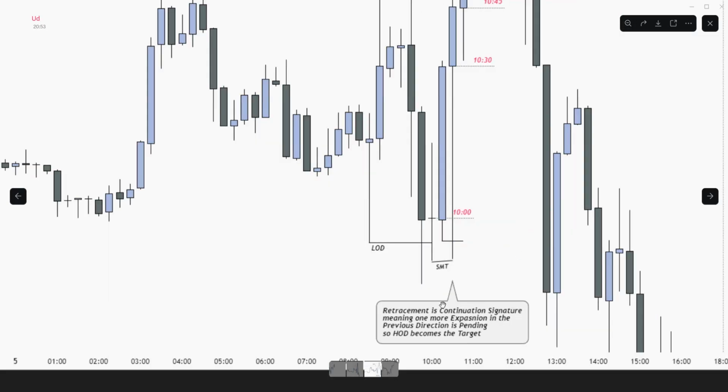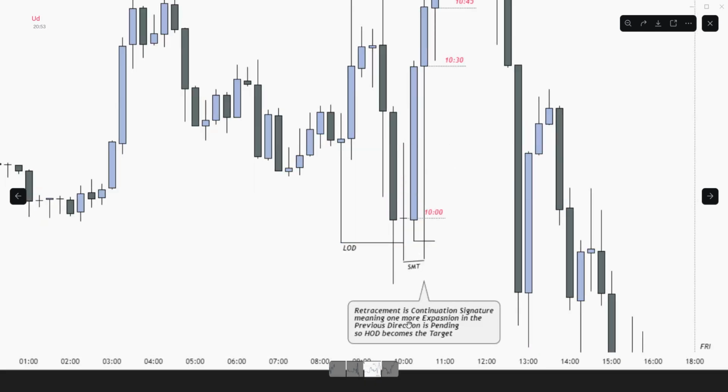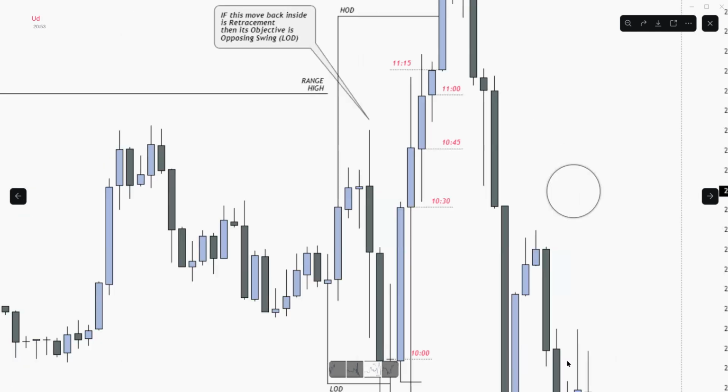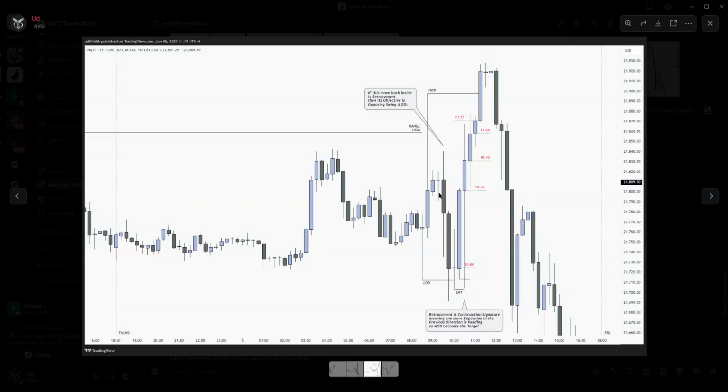And this is what I wanted to talk about. Retracement is a continuation signature, meaning that there is one more expansion in the previous direction pending. Previous direction was what? This upside, correct? Expansion to the upside. So there was one more expansion pending in the previous direction. So what becomes a target? High of the day becomes a target, which was this one. Retracement being a continuation signature, meaning there is one more expansion pending in the previously expanded direction, which was to the upside, correct? So this becomes my target.